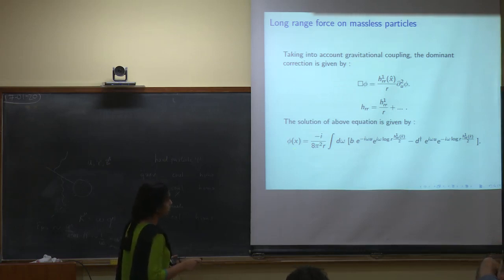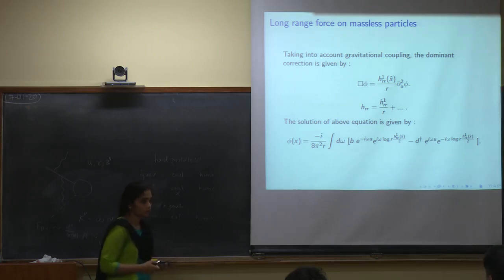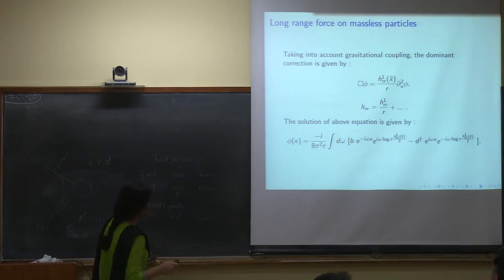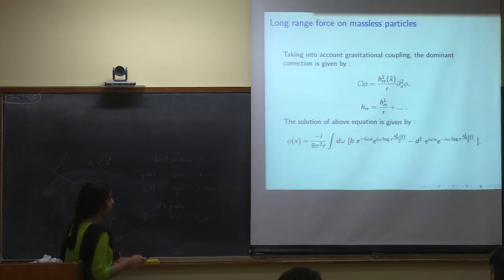So as expected, it produces a dressing of the free operators b and d dagger. This is the dressing, log r dressing. h_rr1 is the coefficient of 1 by r of h_rr, the long range force actually. Yeah, so here I'll make some comments about the electromagnetic coupling. I have not written down those terms, but similarly there will be an A_r1 term here. So let me write it here.